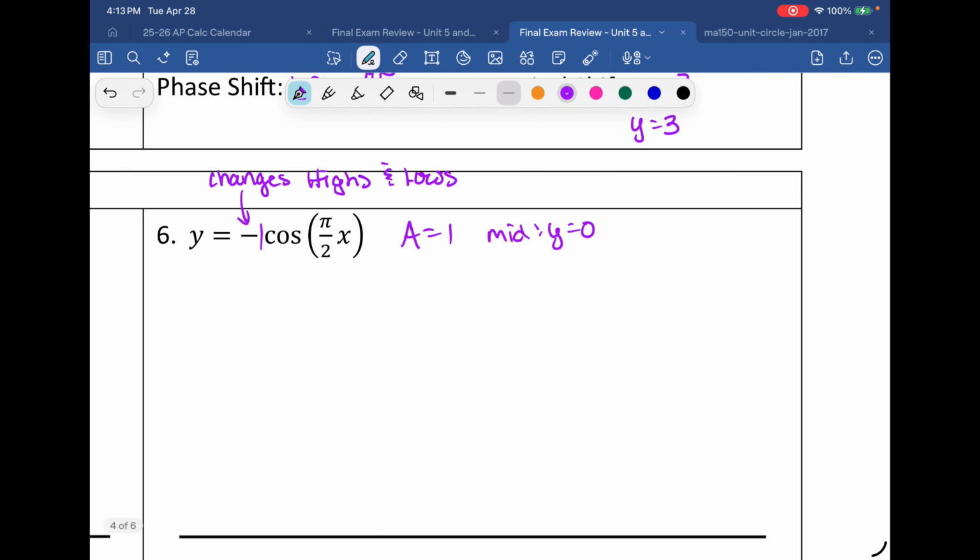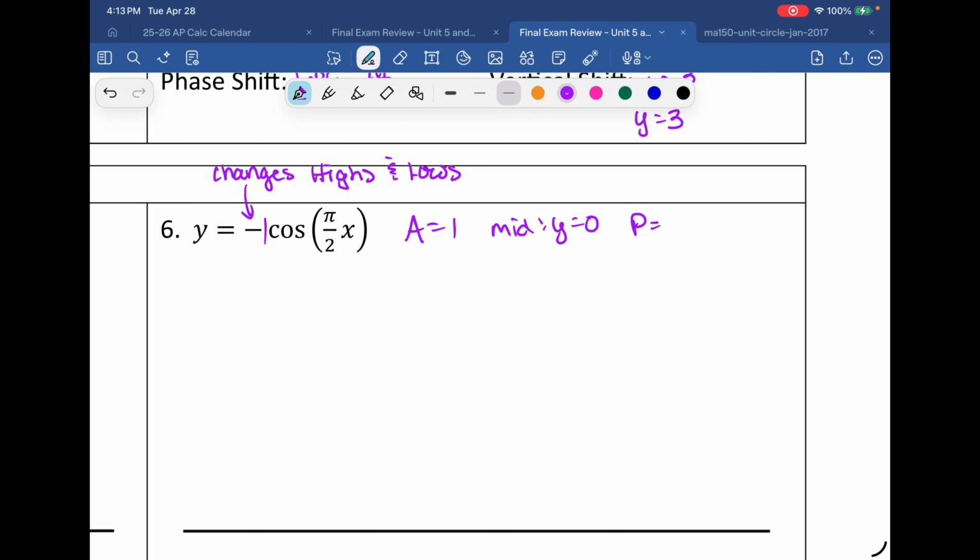Period. So I'm going to do 2 pi divided by the b, which is going to give me 4 because you multiply by the reciprocal. Midline, no phase shift, so it stays where it's at. To get those 5 key points that I told you about, all 5 key points start with 0, non-negotiable.